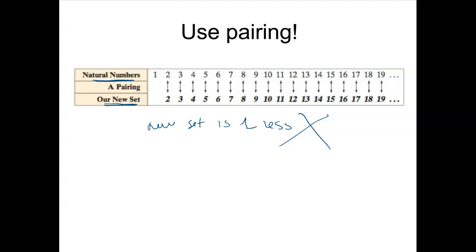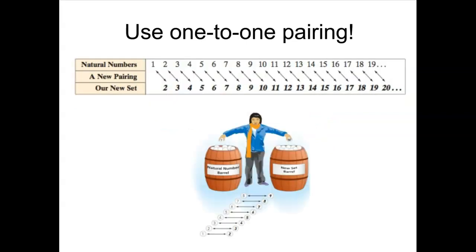In that barrel, we take a natural number, and then we pull out a number from our new set. Then a natural number, and a number from our new set, and then a natural number, and a number from our new set, and so on and so forth. And we can actually see that there is a one-to-one pairing here.